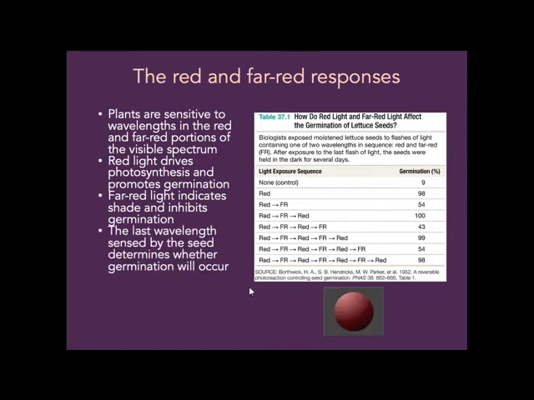All right, through experiments, people have figured out that the last wavelength that a seed detects will determine whether or not germination will occur. So let's say you just expose the plant to red light. They germinate. Red light, then far red light, don't germinate. Red light, far red light, red light, germinate. Red light, far red light, red light, far red light, don't germinate. Basically, any sequence that ends in red light, it germinates. Any sequence that ends in far red light, it doesn't germinate, okay?